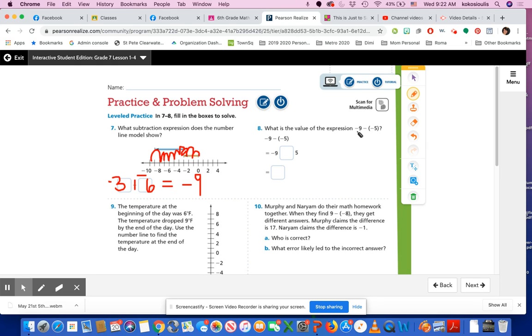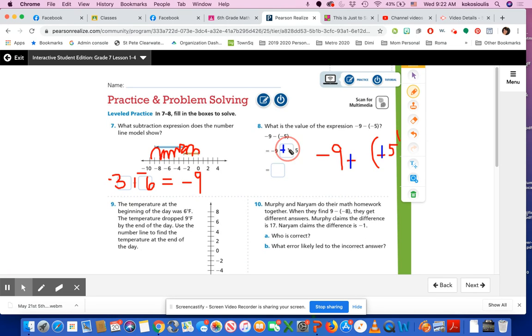Okay, but we know how to do this. -9 minus a -5. I'm going to write that nice and big. Okay, Miss K taught me how to do that. The first thing we do is change the sign. We change it from negative to positive, and then we change this sign also. So it's -9 plus a +5. So it's 9 plus 5, which is just 14.